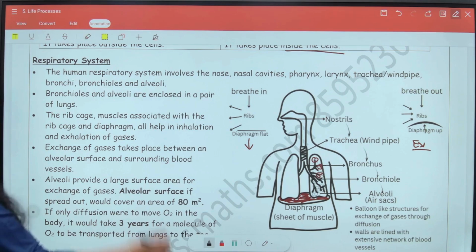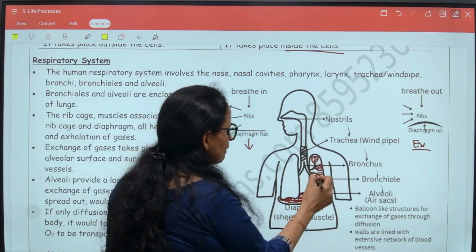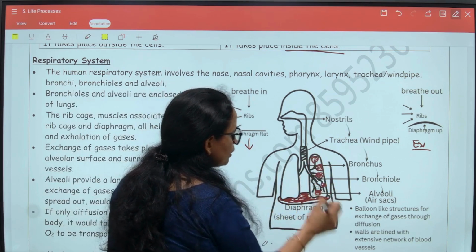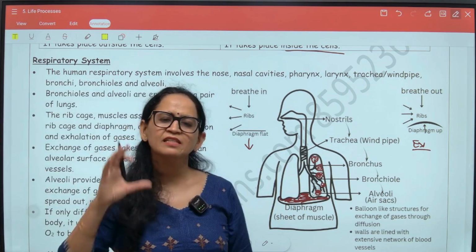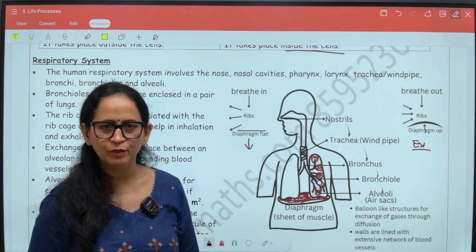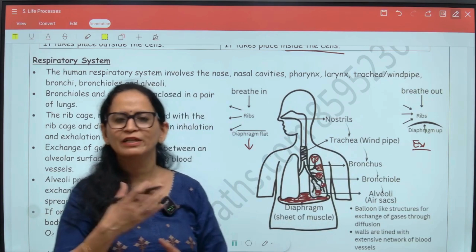Now, the rib cage and the muscles associated with the rib cage and the diaphragm, they all help in inhalation and exhalation, right? Now, exchange of gases takes place at the alveoli level. These are alveoli. It is similar to the digestion process, where we have villi in the small intestine that increase the surface area for absorption of nutrients. Here we have alveoli that increase the surface area for exchange of gases.